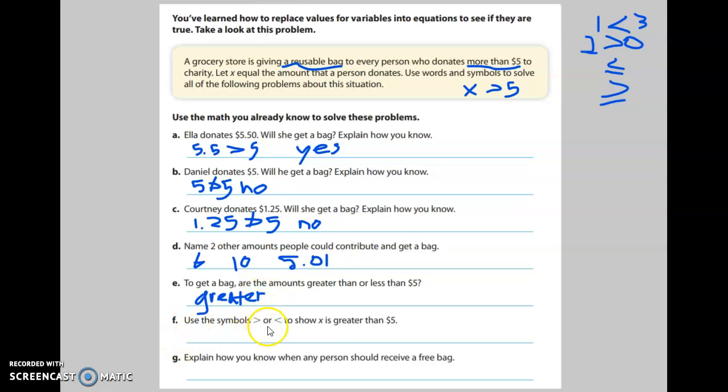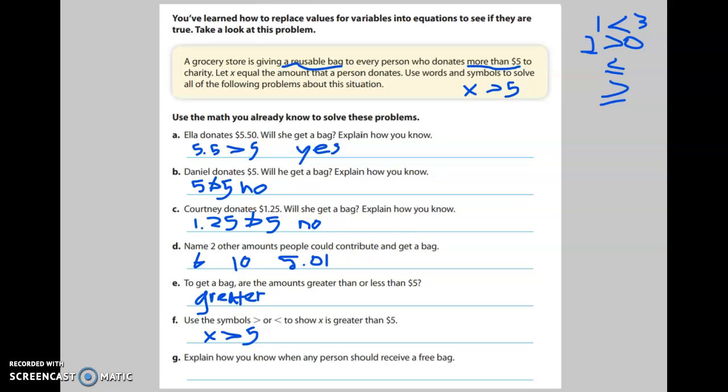Okay. Use the symbols greater than or less than to show X is greater than 5. Well, I kind of already did that up here when we were reading the problem, but I can put it down here too. So X is greater than 5. Explain how you know when any person should receive a free bag. They should be able to receive a free bag as long as they have donated more than $5. Literally, if they only donate 1 cent over $5, they would be able to get a bag, because it says donates more than $5. Okay.